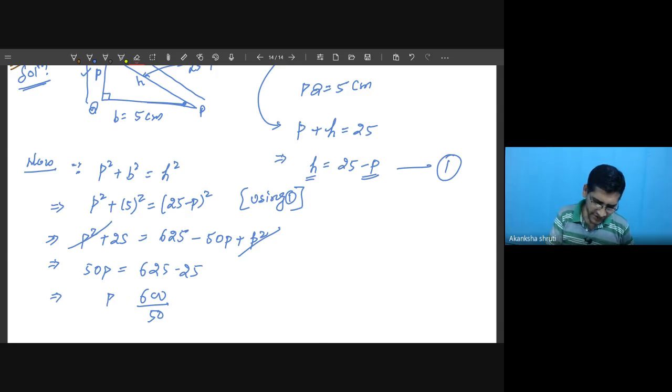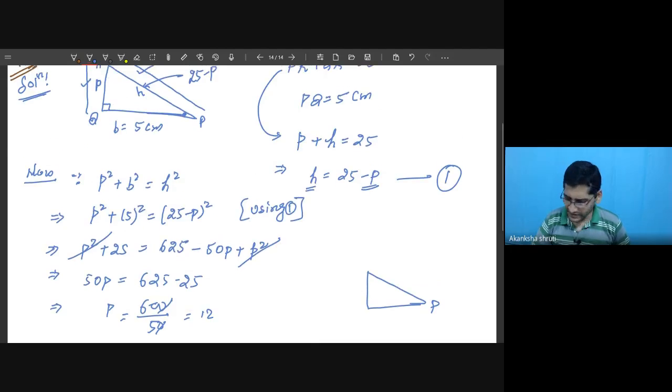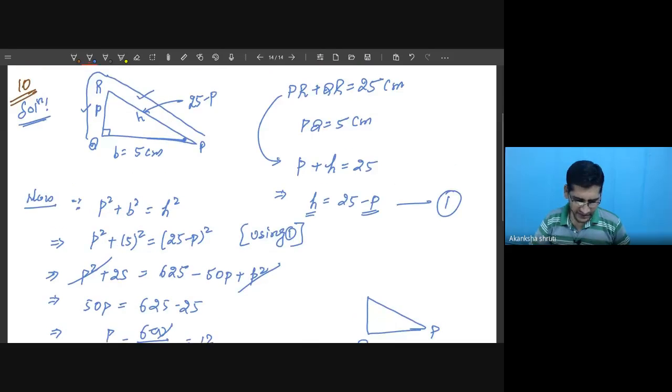What is the value? Very easy. 0 is cancelled with this 0, and this is 12 times. So this is equal to 12. So what have we calculated? If we plot over the triangle, then the triangle is now like this. This is our P, this is our Q, this is our R.